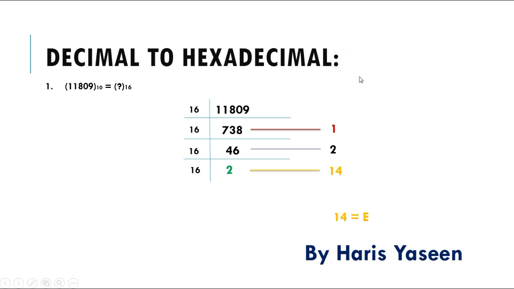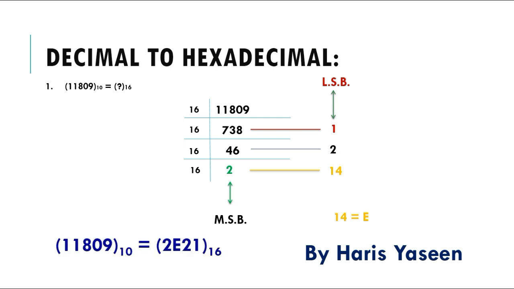Here in yellowish orange color, 14 is not present in the hexadecimal digits, so we use the equivalent of 14, which is E, when we write the answer. So 1 is the least significant bit, 2 is the most significant bit, and the answer right here is 2E21. From down to up, right here 2, E is the replacement of 14, then 2, 1, base 16.